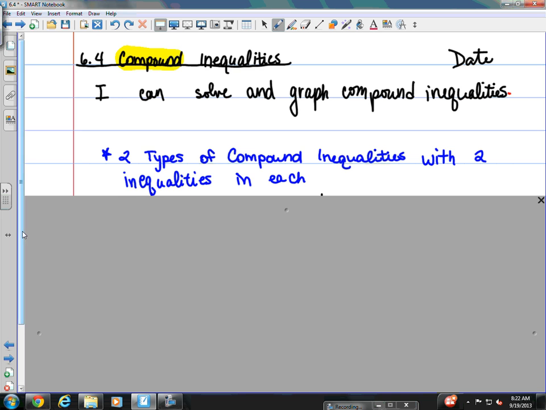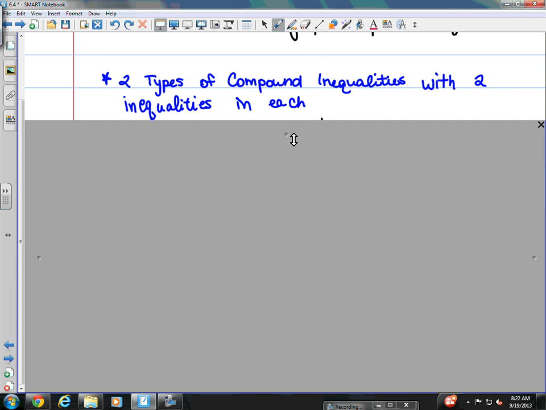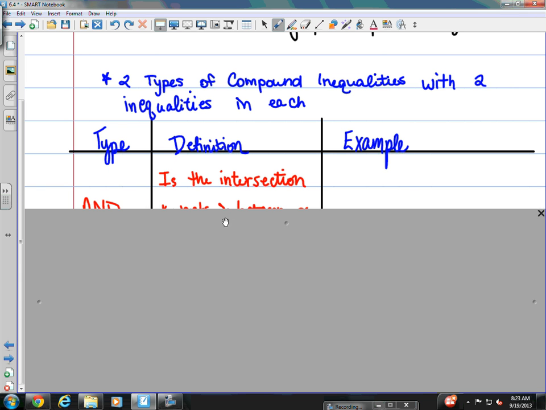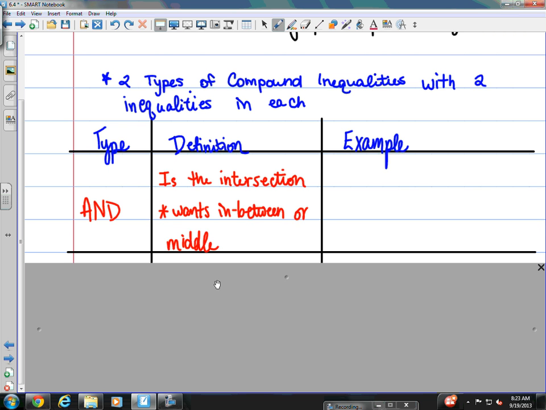Now to learn about our two types of compound inequalities, I made a quick little table for us. So if you'll make 3 columns, the first column is titled the type of compound. We said there were 2 types of them, so the type, then the definition, and an example of each. Alright, so our first type we're going to look at, if you want to give yourself about 3 lines, first type of compound we're going to look at is AND.